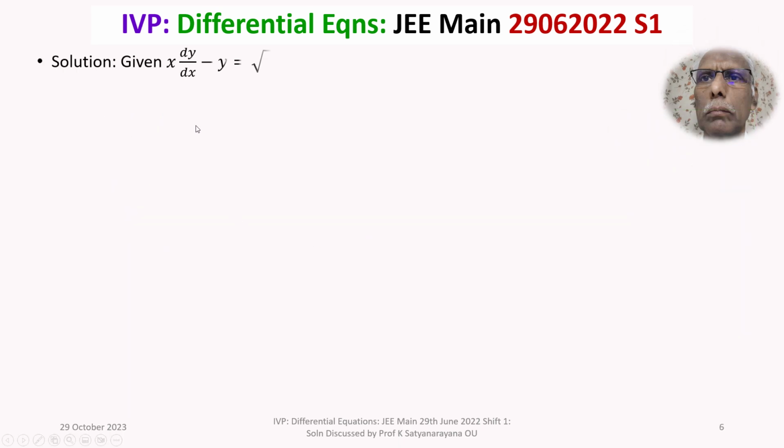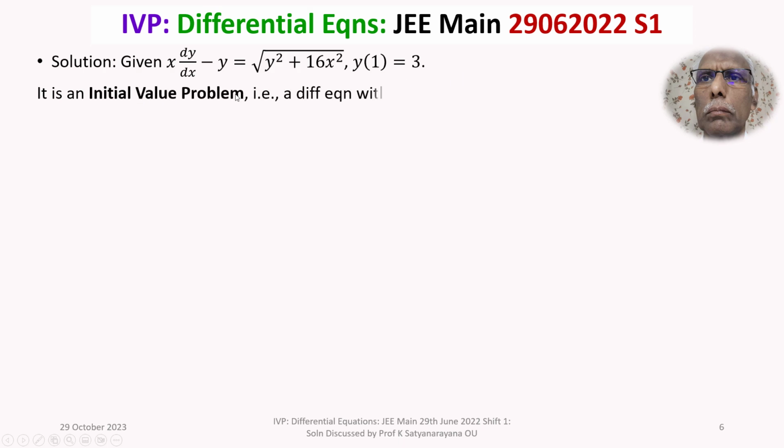We now discuss the solution of the problem in detail. This is the given differential equation with the initial condition y when x is equal to 1 is given to be 3. It is an initial value problem. Why is this called an initial value problem? Any differential equation along with a given initial condition is called an initial value problem.